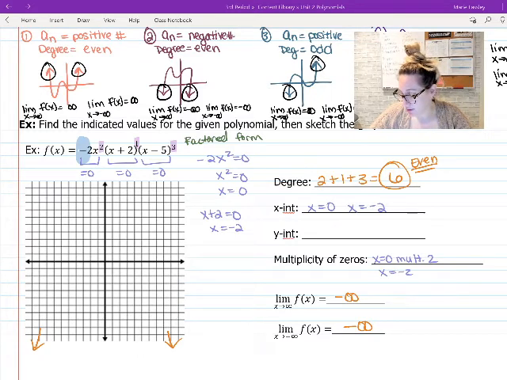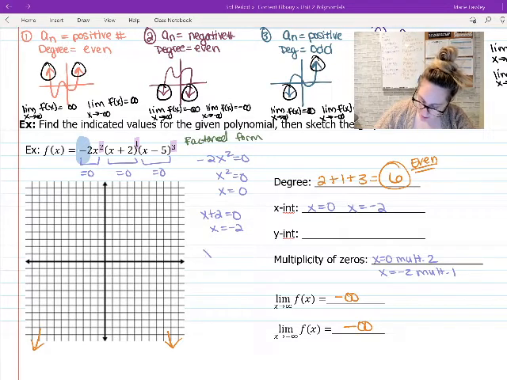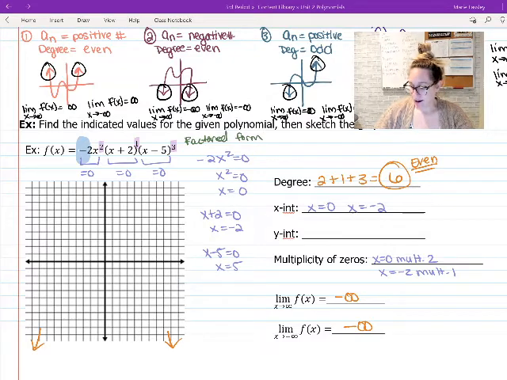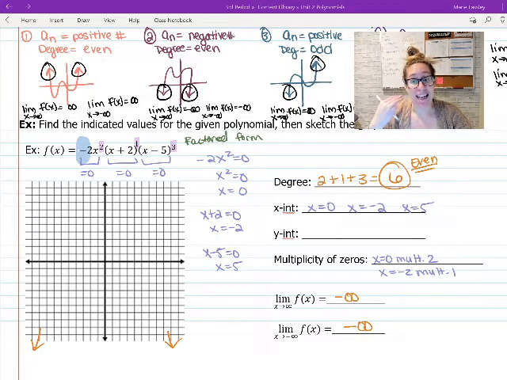Last but not least, that x minus 5. So we have x minus 5 equals 0, so x equals 5. So x equals 5 is another one of my x-intercepts. And if you look at the parentheses for this one, it has a 3. That tells me that this 0 has a multiplicity of 3. So x equals 5 has a multiplicity of 3.